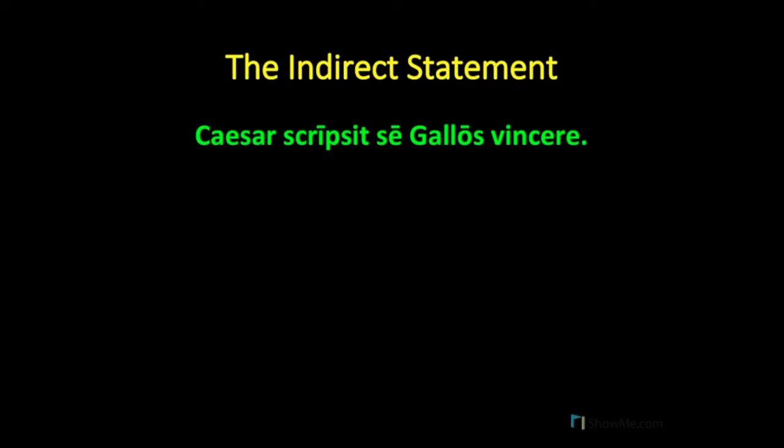And one more example. Caesar scripsit, se Gallos vincere. Scripsit is the main verb, Caesar is the nominative subject, vincere is the infinitive. Now we have two accusative words here, se and Gallos. Remember that se, the reflexive pronoun, always refers back to the subject of the main verb. So in this case, Caesar.